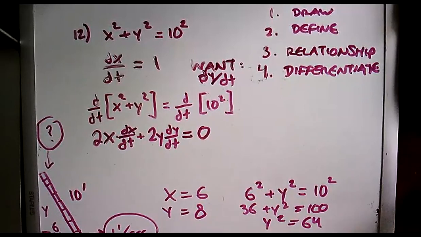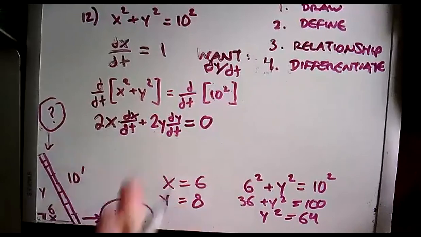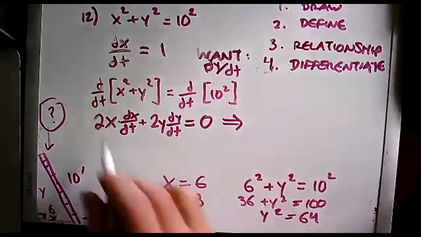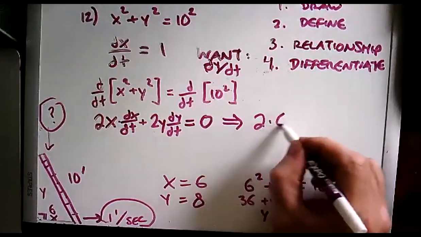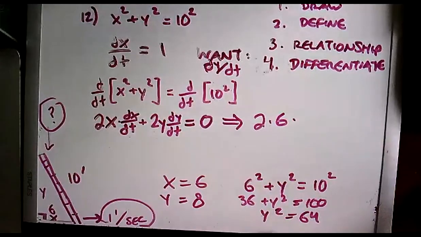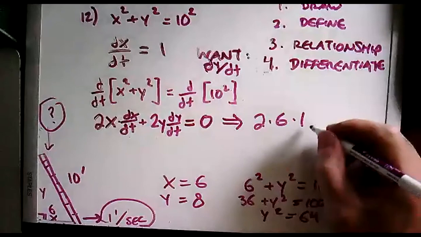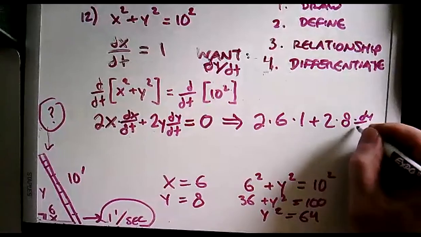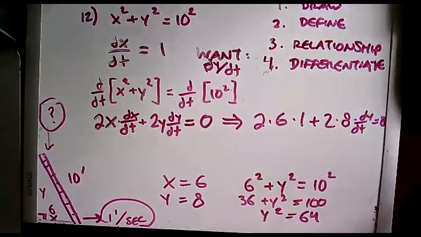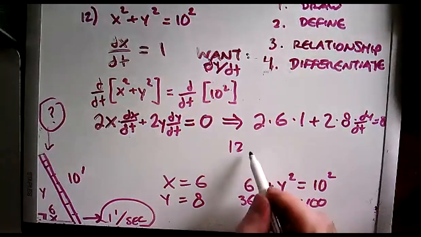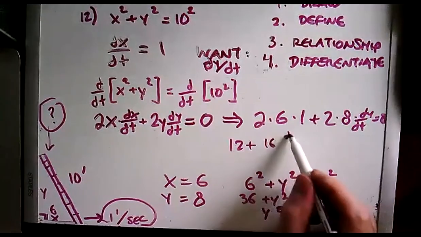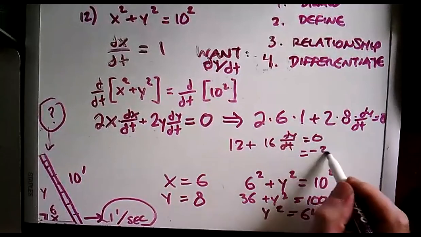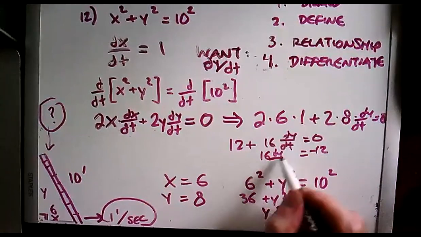So to finish the problem now, we're going to plug in for x, plug in for y, and plug in for dx/dt, and we should be able to solve this for dy/dt. So let's do that. Plug in x equals 6, so we have 2 times 6 times dx/dt, which is 1, plus 2y, so y is 8, so 2 times 8 times dy/dt is 0. Okay, so what does that give us? We have 12 plus 16 dy/dt equals 0. Subtract 12 from both sides, I get negative 12 is 16 dy/dt.